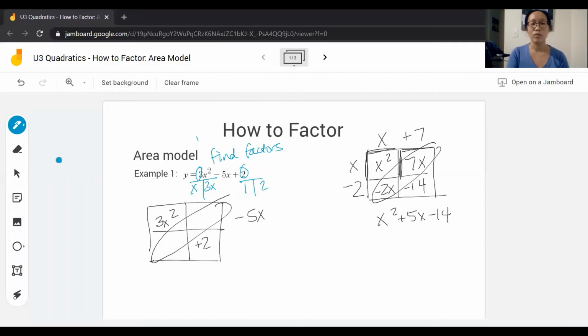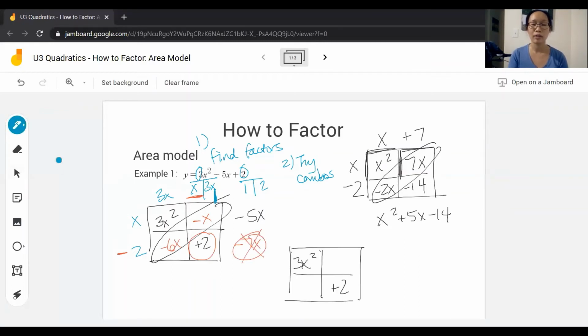From there, we try different combinations. I'm going to try an x here and a 3x here and a 1 here and a 2 here. It doesn't matter which order you try them in, you just keep going until you find the right answer. Here, because this is a positive 2, we know that this has to be a negative 1 times a negative 2. And so when we multiply this out, x times negative 1 is negative x, negative 2 times 3x is negative 6x, and our sum of negative 6x and negative x is negative 7x, which does not match.